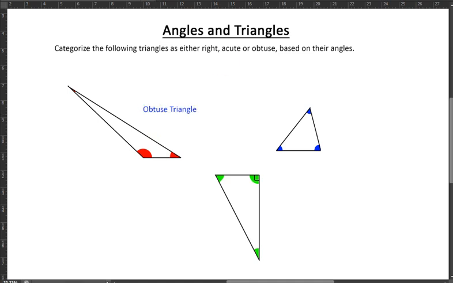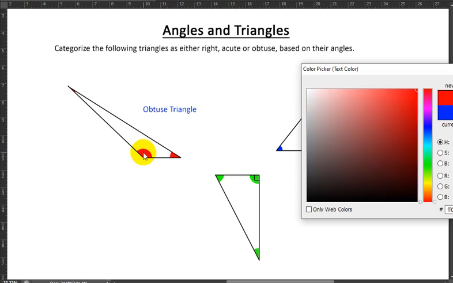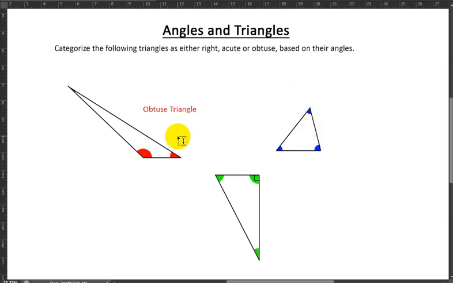Remember what we said yesterday. A triangle can't have all of its angles obtuse. It can't even have two, let alone all three being obtuse. That's impossible. It's only going to have one, maybe, if it's an obtuse triangle.